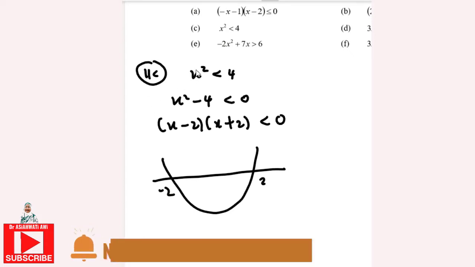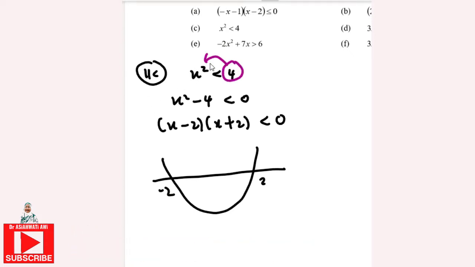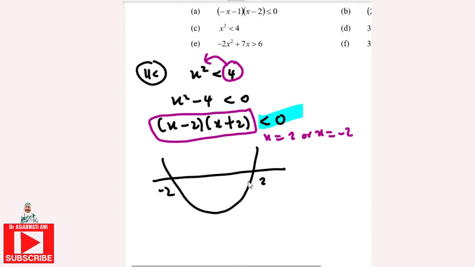Okay. 11C, okay, bring 4 to the left so that you get like this, x less than 0. Factorize quadratic and then the critical value is x equals 2 or x equals negative 2. And we make a graph, smiley graph, and then check. So the graph is less than 0, below x-axis. So the answer is open bracket from negative 2 to 2.